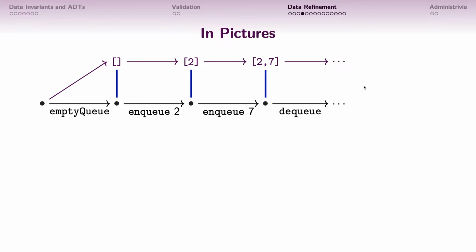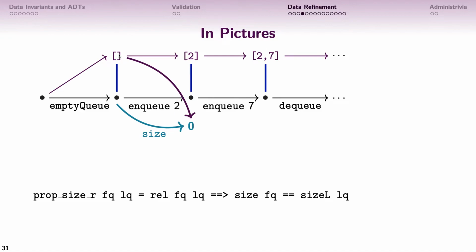And if we ever use a query function, say we ask, what's the size of this queue here? It will return 0. And the query function property tells us that because the concrete empty queue and the abstract empty queue, the empty list, are related by our refinement relation, they will return equal results, right? So rel of fq and lq implies that the size is equal for both. So that's why we have these three types of properties.